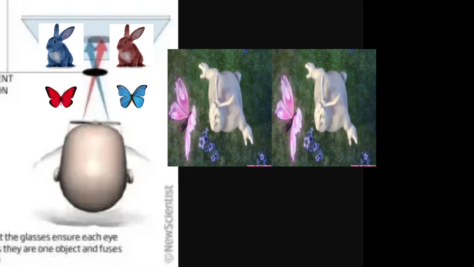Another important note is that just because the very front object, the butterfly, pops out immensely because it's red on the left, blue on the right, that does not mean that the bunny will not pop out. The bunny is going to be half in, half out, and will not pop out as much as the butterfly.